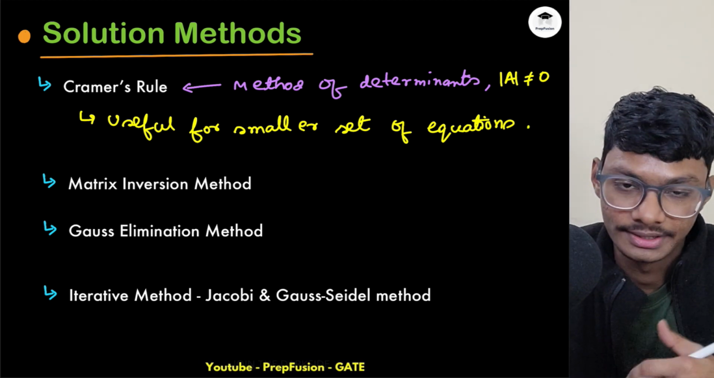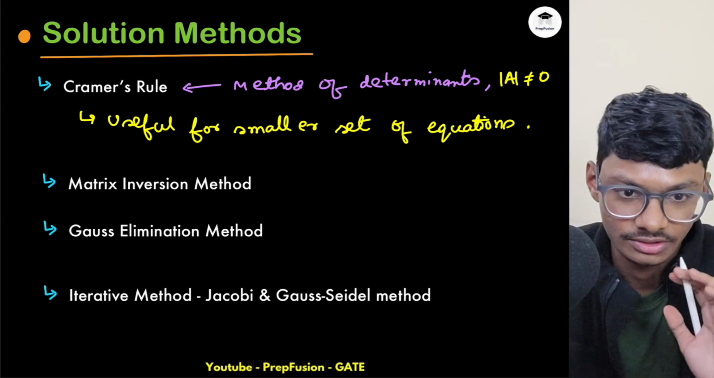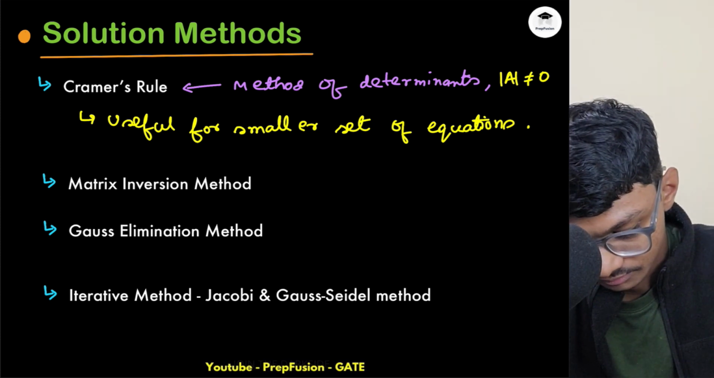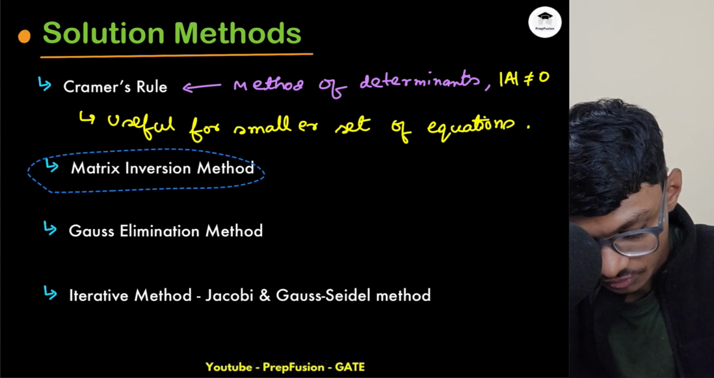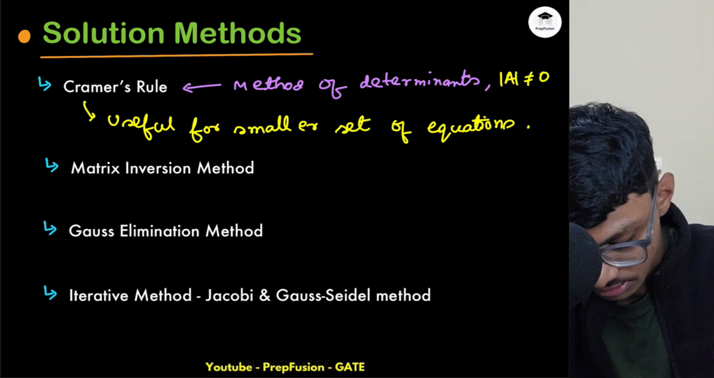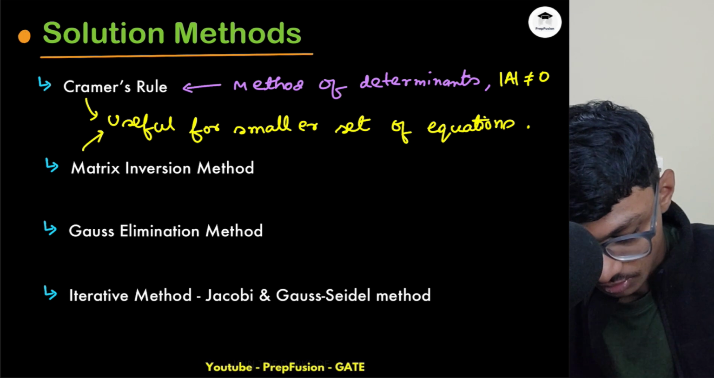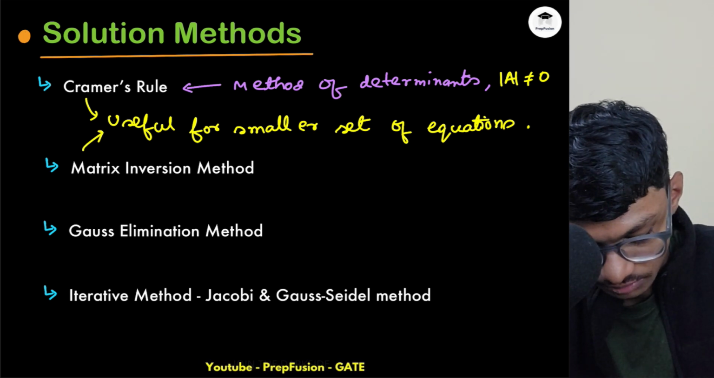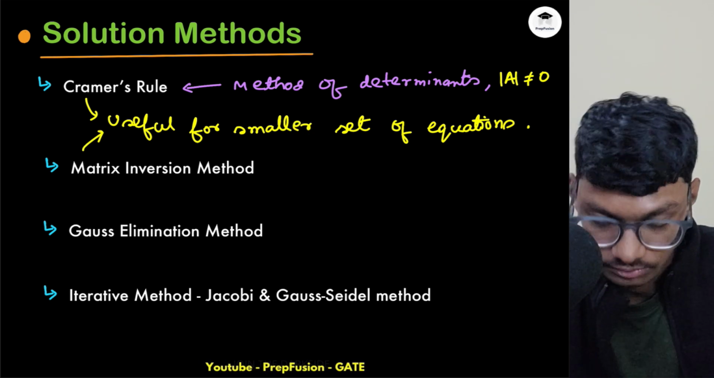Now, what is the matrix inversion method? The matrix inversion method is again like this one. This is also useful for a smaller set of equations, both Cramer's rule and the matrix inversion method.